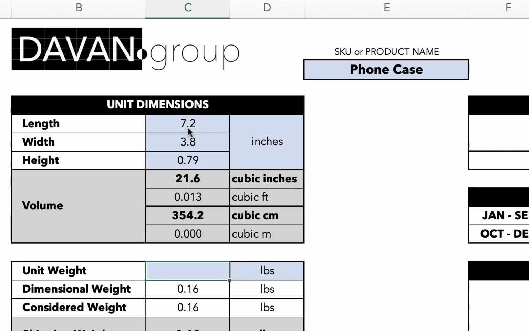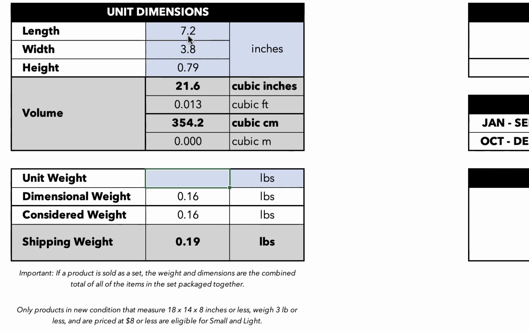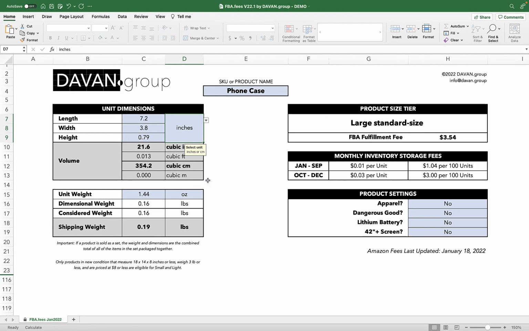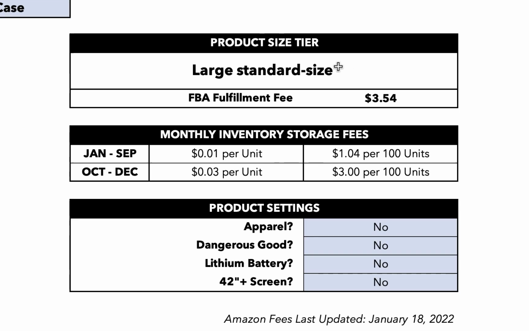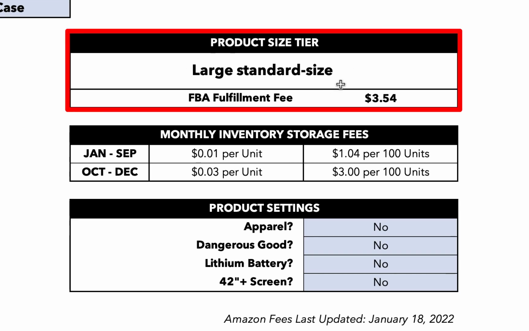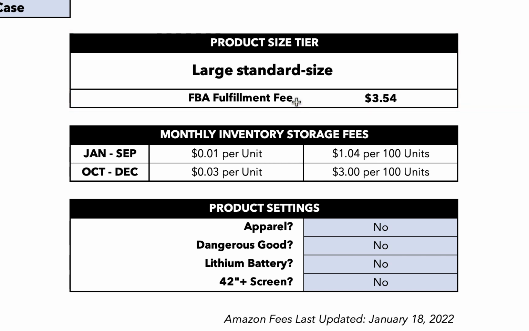Now the final thing to put in is the unit weight. This is an iPhone case. It's quite light, so I'm actually not going to enter pounds. I'm going to select from the drop-down menu here, and I'm going to select ounces. This phone case weighs 1.44 ounces. I hit enter, and already we can see our product sized here. So this is a large standard size product and has an FBA fulfillment fee of 3.54. There, it's that easy.